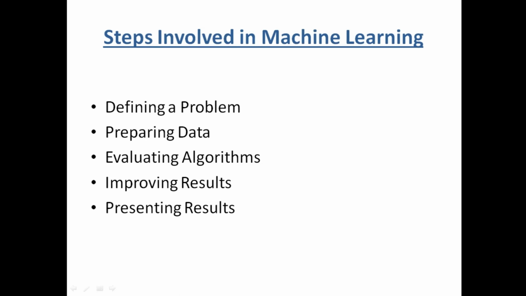What are the steps involved in machine learning? There are 5 steps involved in machine learning: defining a problem, preparing data, evaluating algorithms, improving results, and presenting results. So these are the 5 steps involved in machine learning study.